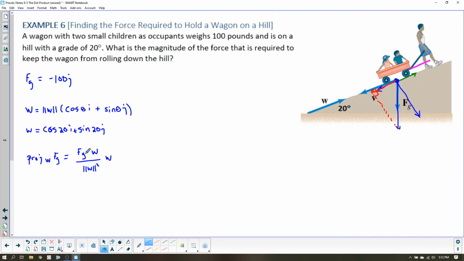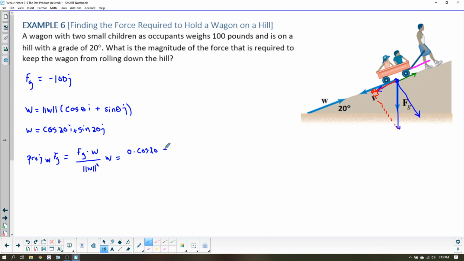Do the dot product between the two vectors, take the magnitude of what you're projecting onto and square it, and then multiply it by w itself. Okay, so we have everything we need here. To do the dot product, we multiply their horizontal components. Well, this has no horizontal component, so it would be 0 multiplied by the horizontal component of this one, which is cosine of 20. That's all going to get wiped out anyway, so we don't really need it. Then multiply their vertical components.